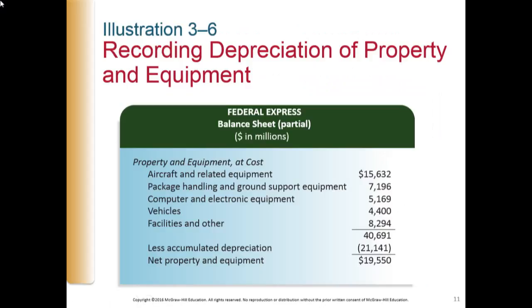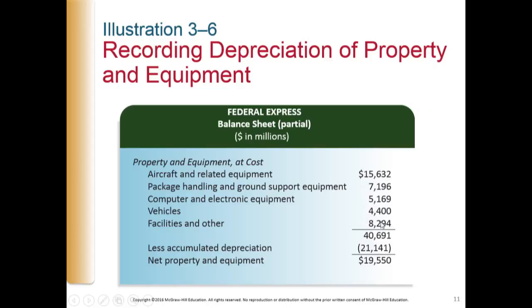So this is just a partial balance sheet that shows depreciation, how it is shown on your balance sheet. On your balance sheet, in your assets section, you're going to show all your property and equipment, and those amounts are always shown at cost. In other words, what did we pay for them? Whatever we paid for them, that's what they're going to show up here.